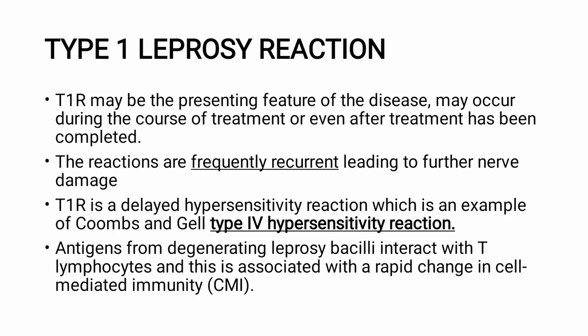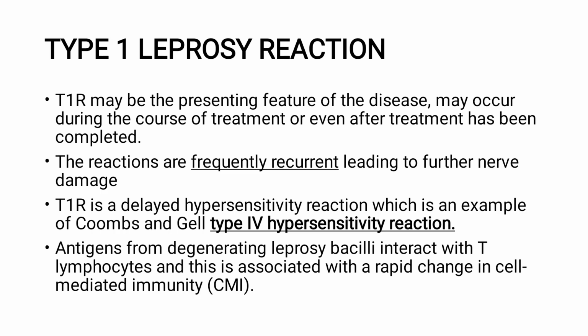Type 1 leprosy reaction. Type 1 may be a presenting feature of the disease or may occur during the course of the treatment or even after the treatment has been completed. The reactions are frequently recurrent, leading to further nerve damage. Type 1 reaction is a delayed type hypersensitivity reaction, which is an example of Coombs and Gell type 4 hypersensitivity reaction.